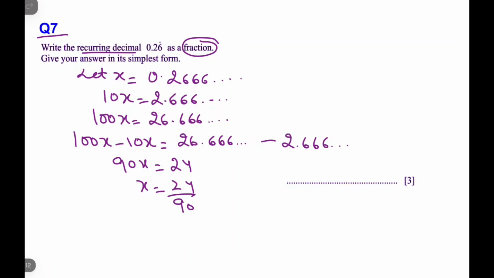So as we have to find the answer in the simplest form, this can be further written as 12, 45, 4 and 15. So we'll get our fraction as 4 upon 15.